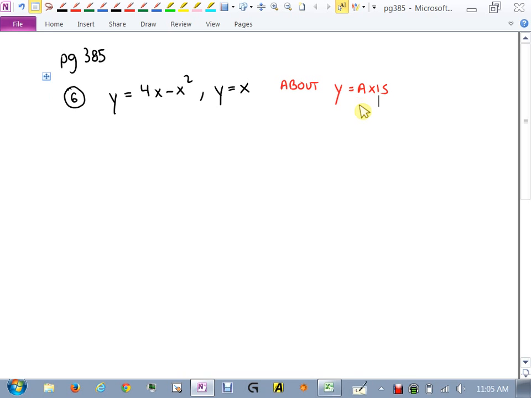So I first need to come up with a picture of what's going on here. And to do that, some understanding of what these functions look like will help. Y equals x is your diagonal. And then 4x minus x squared is a parabola that opens down. So I think what I'll do is I'll start by trying to figure out where these two functions hit each other. So I'm going to find their intersection.